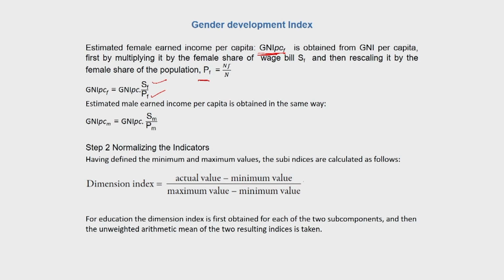Similarly, the estimated male earned income per capita is given by GNI PC into SM by PM, where SM is the male share of the wage bill and PM is the male share of the total population. And in step 2, based upon the similar range equalization method as followed for construction of the Human Development Index, and because we have already defined the minimum and the maximum values, the sub-indices are calculated based upon this range equalization method, actual value minus the minimum divided by maximum minus minimum, and the dimension index is calculated for each of the dimensions: education, health and income.